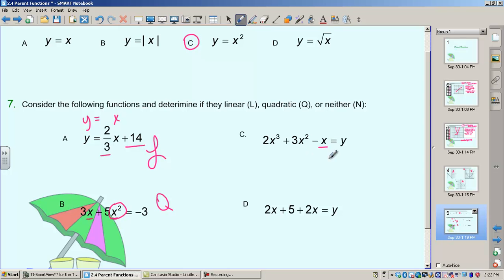Now look at C. C has an x, but it also has an x squared. It also has an x to the third, so it has an exponent higher than x squared, which means it can't be linear and it can't be quadratic, so this one has to be a neither.